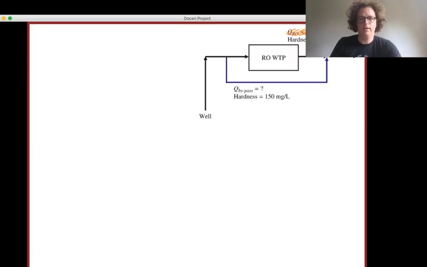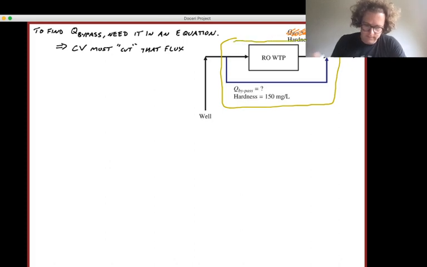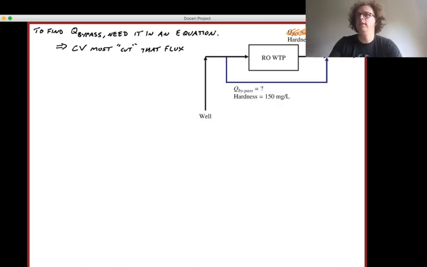Here's our same diagram on the right. And the key thing here is that if we're going to solve for this bypass flow, we need it in an equation. In other words, if you drew your control volume around the entirety of the problem, so let me do that real quick in yellow. If I drew a control volume that looked like this, everything about Q bypass is internal to the control volume, which means it won't show up in any equation and we won't have the ability to solve this problem.